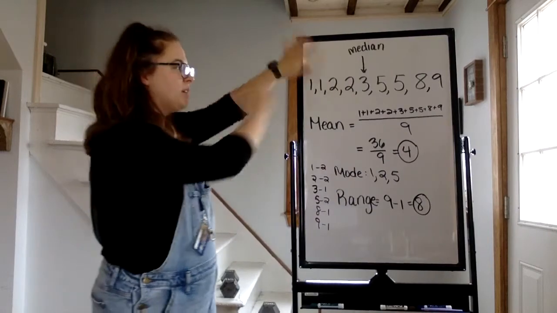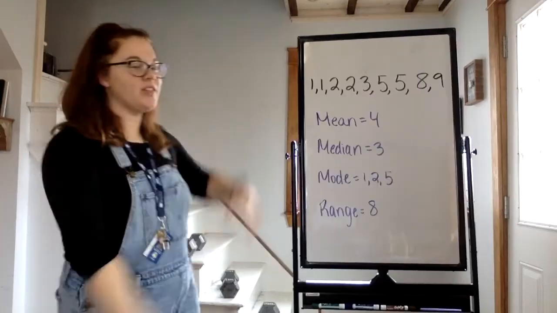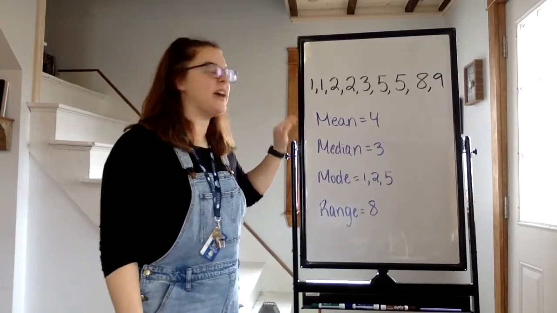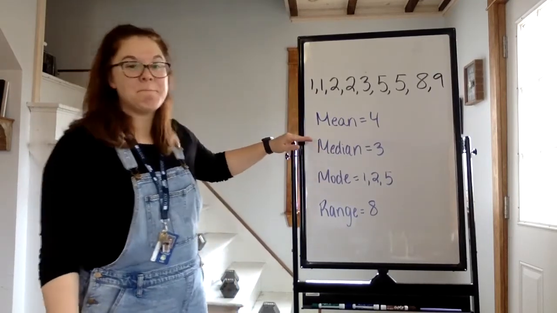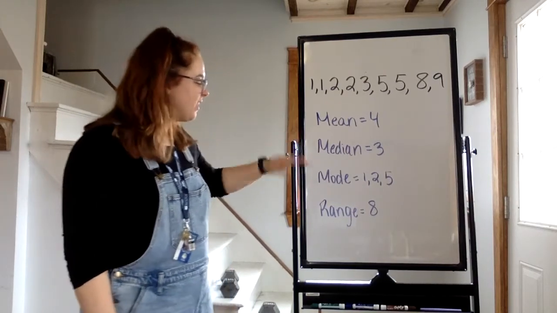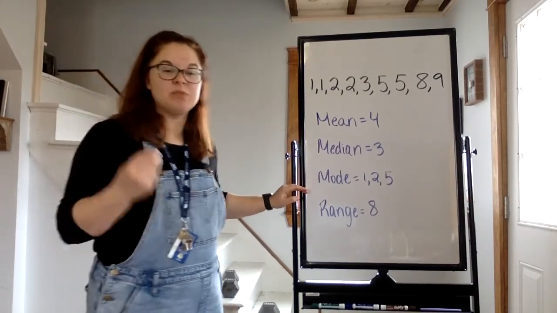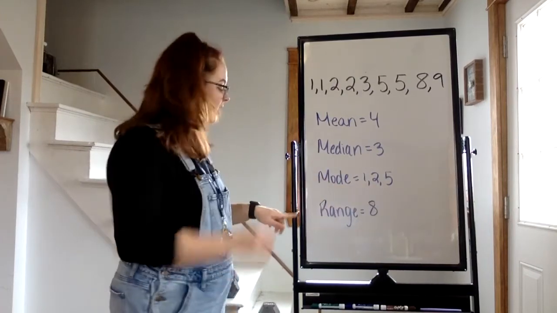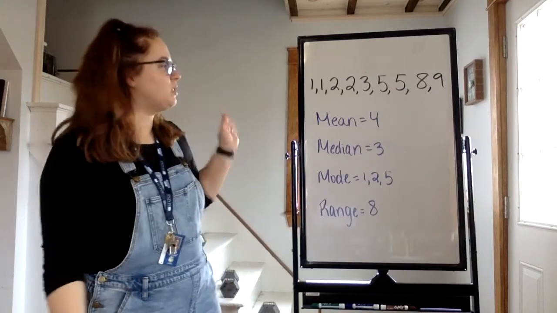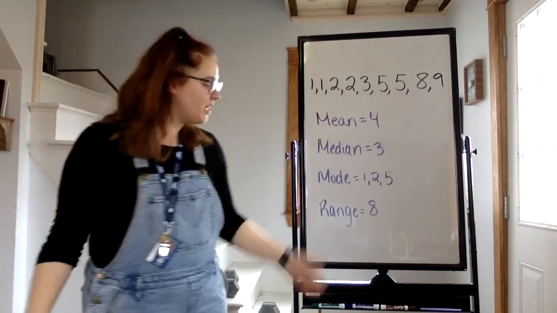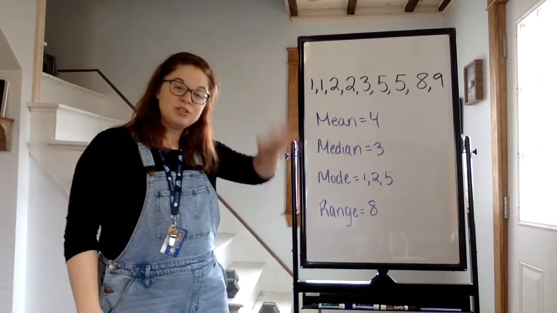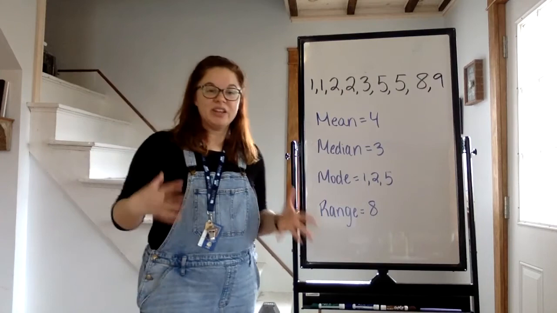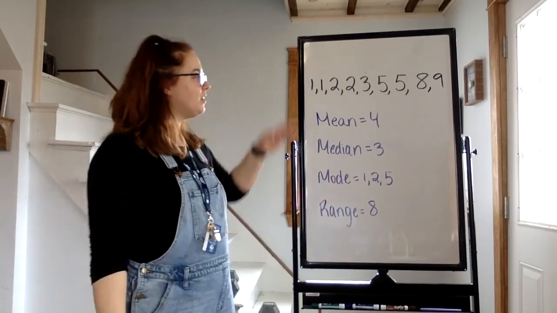So let's clean up this board a little bit. Poof, and there we have it. So we have our mean, that is the average value, is 4. The median, that middle number, is 3. Our modes, the numbers that occur most often, are 1, 2, and 5. And the range, the difference between the largest and smallest values, is 8. So those 4 things, mean, median, mode, and range, are going to tell you everything you need to know to be able to compare different data sets.